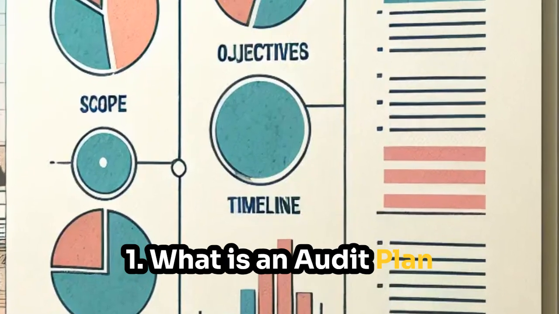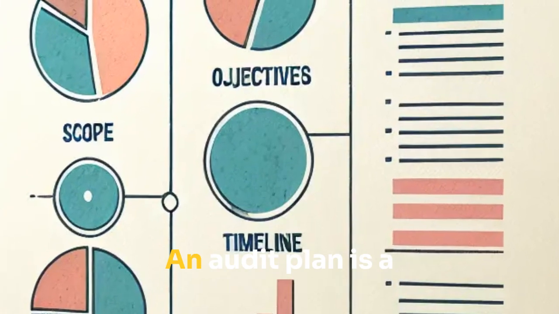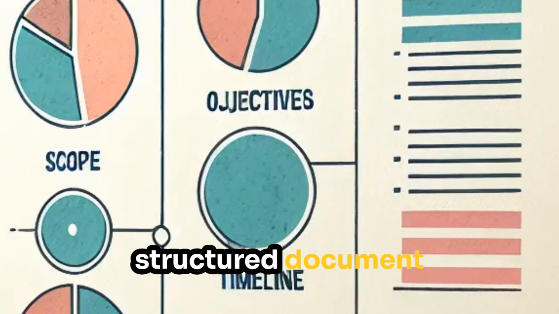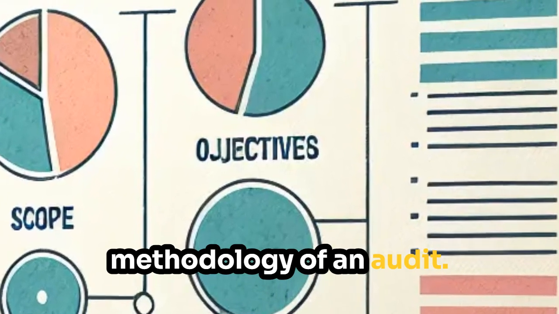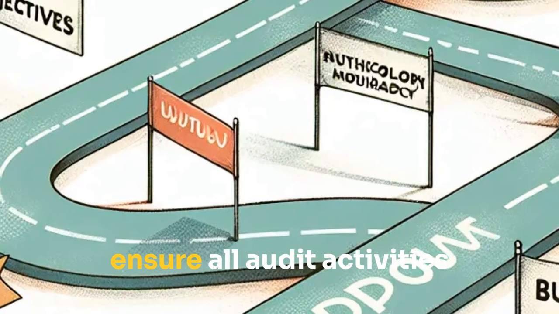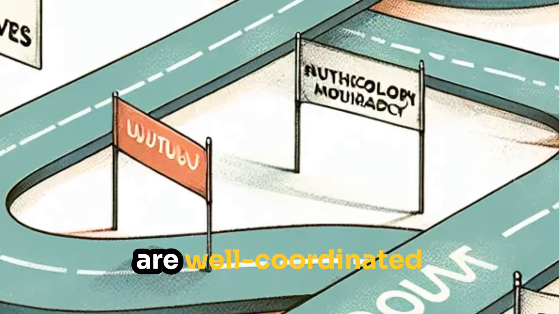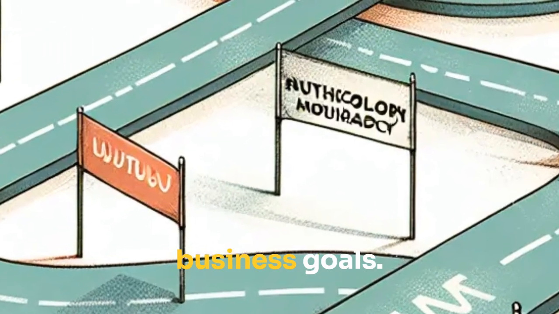1. What is an audit plan and why does it matter? An audit plan is a structured document that outlines the scope, objectives, timeline, and methodology of an audit. It serves as a roadmap to ensure all audit activities are well coordinated and aligned with business goals.